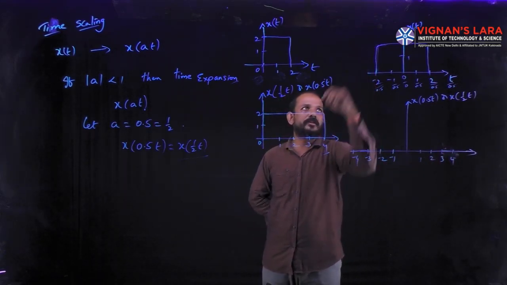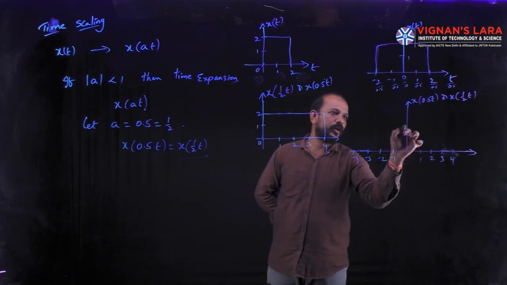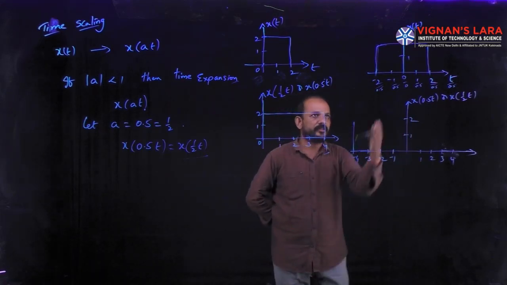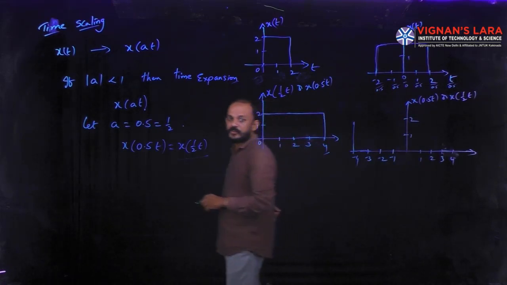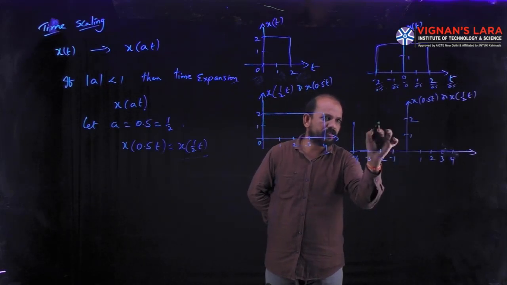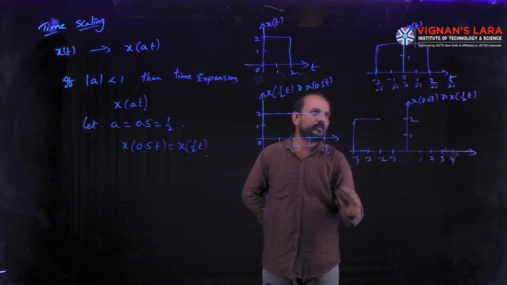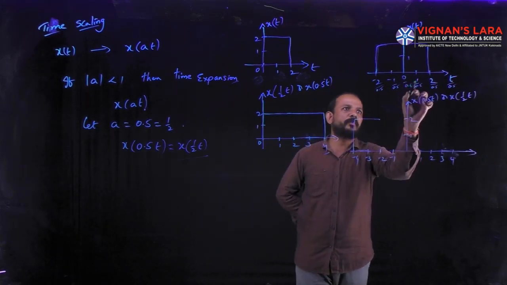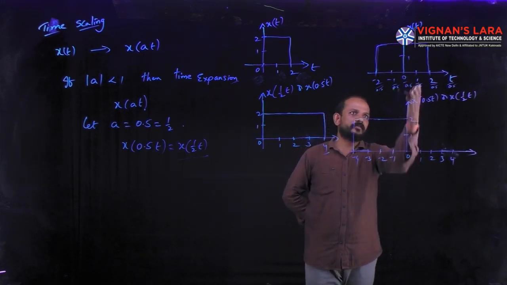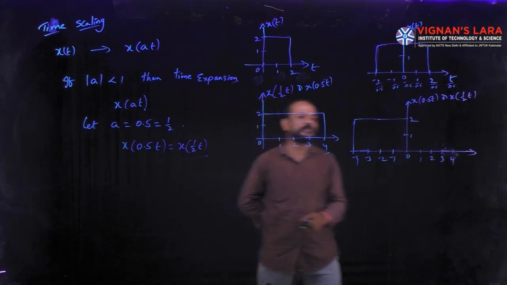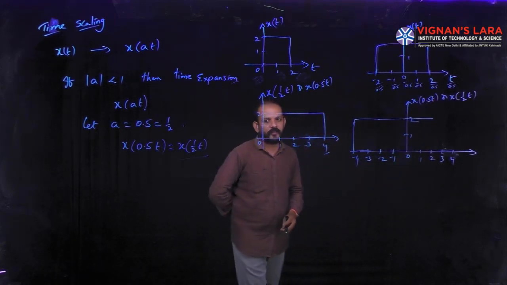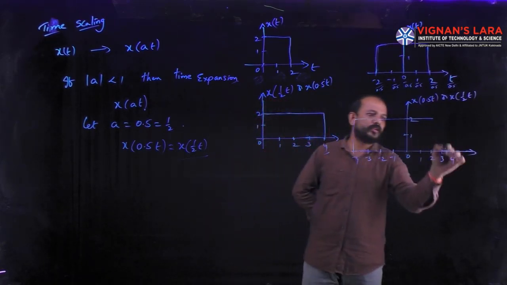So for the minus 4, the value is 2. Clear? Next, minus 1 by 0.5. What is the value of minus 1 by 0.5? Simply, that is minus 2. Here also the value is 2. Next, 0 by 0.5. 0 by anything is 0. At 0, the value is 2. Next, 1 by 0.5 is nothing but 2. So at 2, the amplitude is 2. Next, 2 by 0.5 is nothing but 4. At 4 also the amplitude is 2.